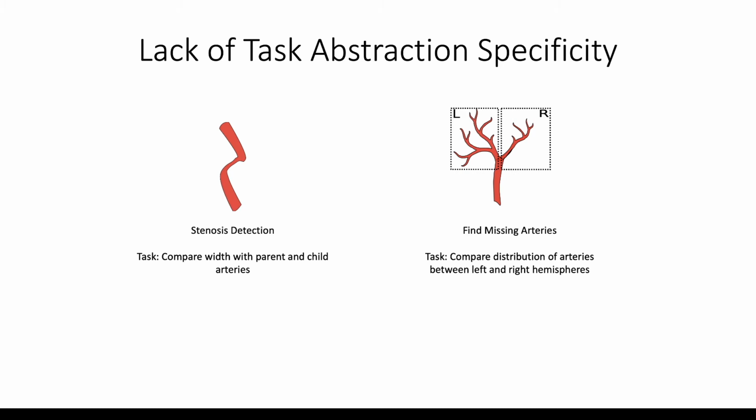When we asked doctors about these tasks, they told us that they're very different tasks. Stenosis detection is a local comparison of hierarchical elements, whereas the task of finding missing arteries is a broader task and requires a holistic comparison of the arteries in the left and right brain. However, despite these differences, we found that the task abstraction theory categorized both tasks into a blanket category of compare topology. Therefore, we noticed that the current theory lacked the specificity to describe the different parts of tree topology that concern a task.